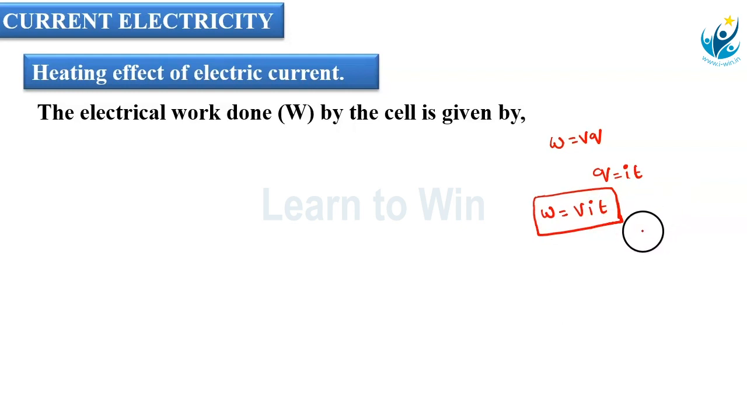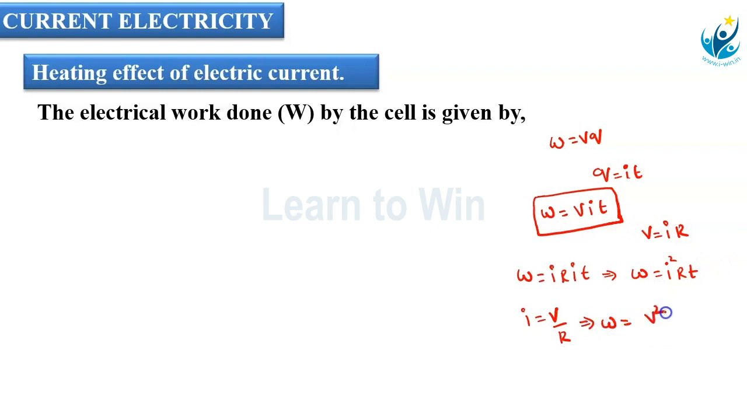Similarly, V is equal to IR. Substitute here. W equal to IR into I into T implies W equal to I square RT. Similarly, from the same V equal to IR relation, I is equal to V by R. Substitute here. Then W equal to V square by R square into RT. One R cancels. W equal to V square T by R.